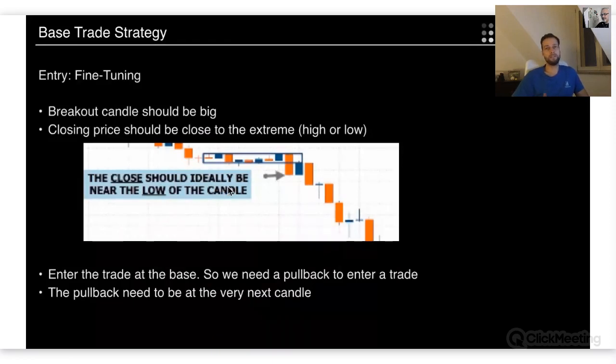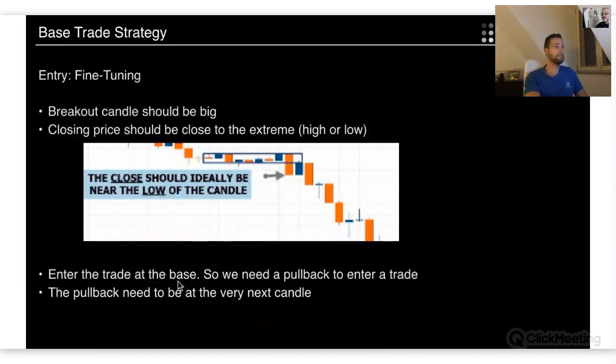And I call this fine tuning. Breakout candles should be big. So this is the first thing. You see here little body, little body, little body, and so on. And now this big guy comes in, and compared to the other candles, this is a very big candle. We need a big candle, and the closing price should be close to the extreme. In this example, the closing price is exactly the same as the low price of this candle. And this is what we want to see.